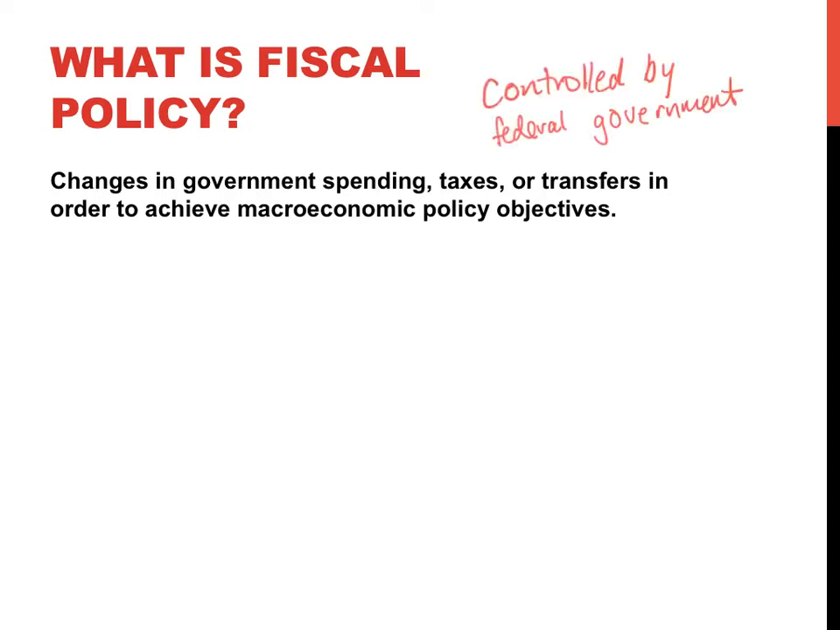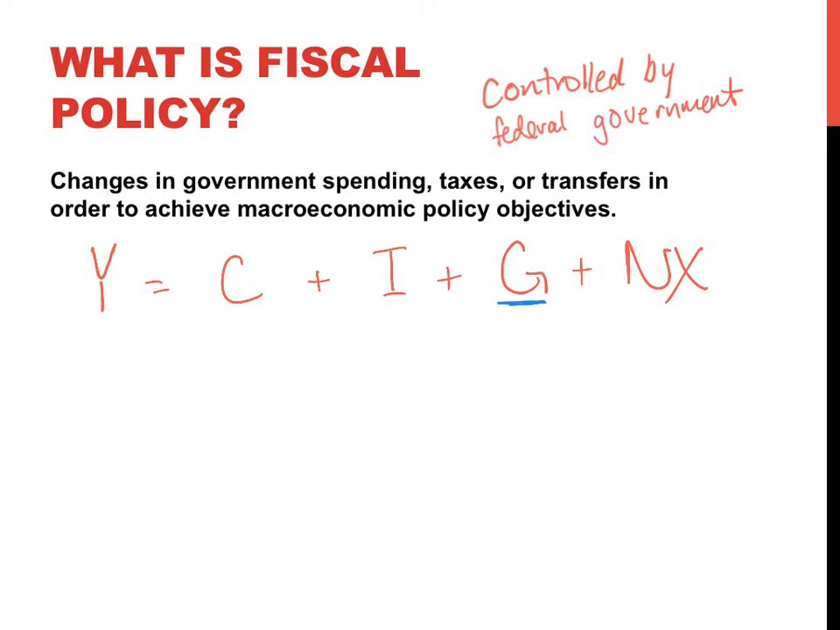So remember when we were talking about GDP, we said that GDP was made up of consumption spending plus investment spending plus government spending on goods and services and net exports. So it's pretty clear why changes in government spending will affect aggregate demand. But why will taxes or transfers affect aggregate demand? The way that taxes and transfers operate is through consumption.